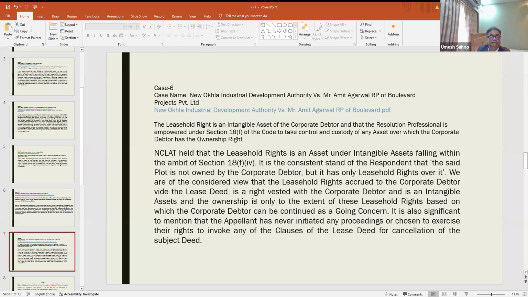The Honorable NCLAT held that the leasehold right is an asset under the intangible assets falling within the ambit of Section 18F of the IBC. It is consistent with the stand of the respondent that the said plot is not owned by the appellant. So directly we go to the case law, and we will see and understand accordingly.